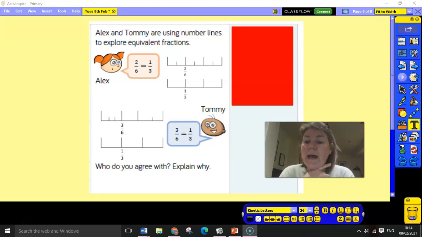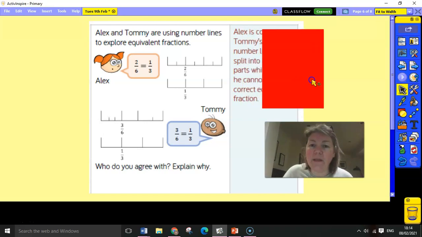So pause now. The questions are in the Google Drive, so if you wanted to print them off, you can do. But remember, you don't have to. You could just answer the questions on your piece of paper that you're working on today. So pause now, have a little think, and then come back and we'll reveal the answer, which is under the red box. All right, how did you get on?